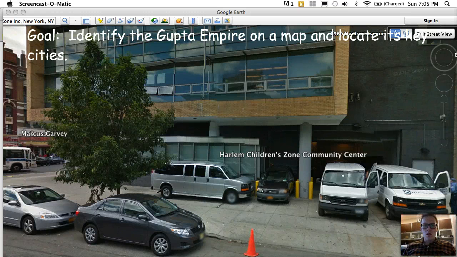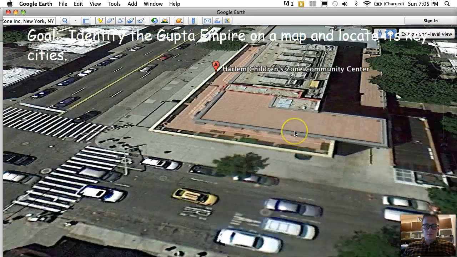I'm Mr. McCall. Today, the goal for our lesson is I want you to be able to identify the Gupta Empire on a map, and I want you to locate its key cities. So, we're gonna have to leave. We can't stay here. We gotta go check this out. So, hold on tight. Here we go.